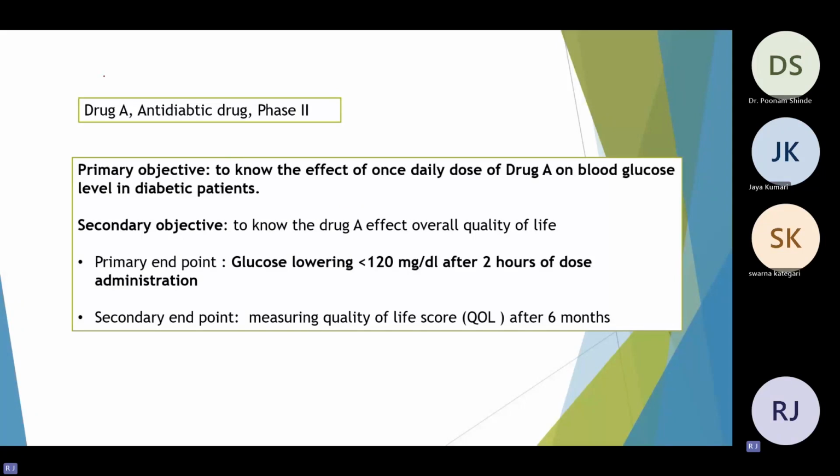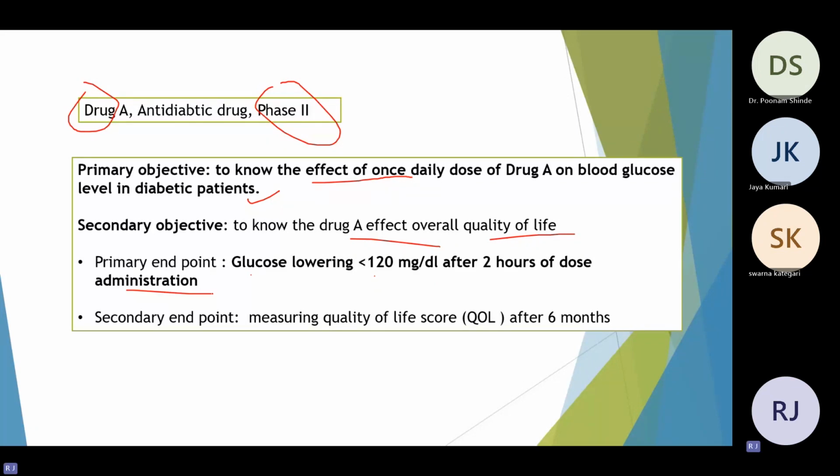Let's see one more example. We are testing drug A, which is an anti-diabetic drug, in a phase 2 trial. Our primary objective is to know the effect of a once daily dose of this drug on blood glucose level in diabetic subjects. And our secondary research question is what is the effect of this drug A on overall quality of life? So here our primary endpoint would be how well the drug is going to lower the blood glucose level. For example, glucose lowering to less than 120 mg per deciliter after 2 hours of dose administration.